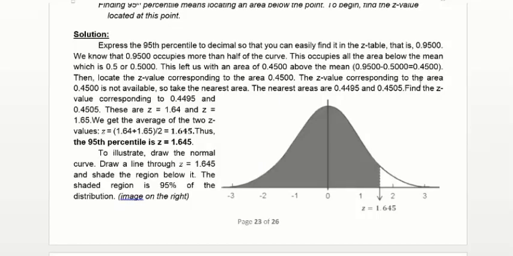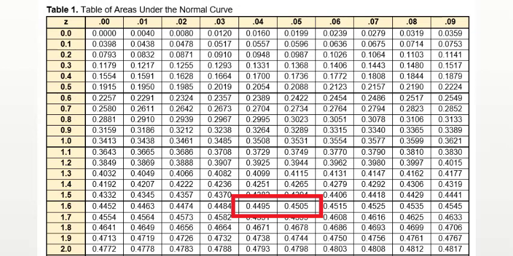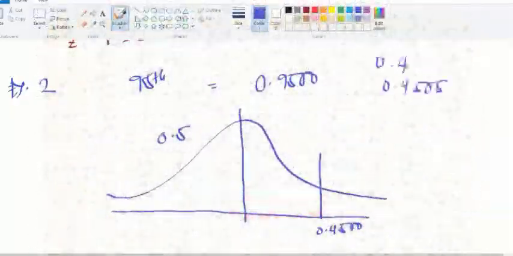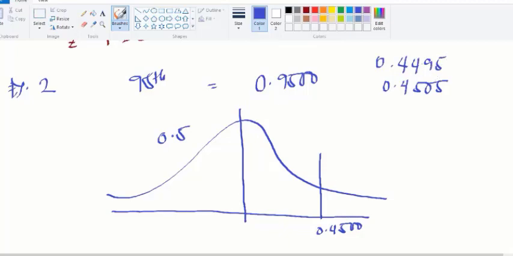Go to your z-table para makita nyo yun. And then, take the nearest area because it's not available. Walang 0.4500. What we have here instead is, let me see, I'm looking. Okay, meron tayong 4495 at saka 4505. Okay, let's go back. As you can see, pareho sila, no? Almost ba? Parehong 0.0005 ang difference nila with our value.